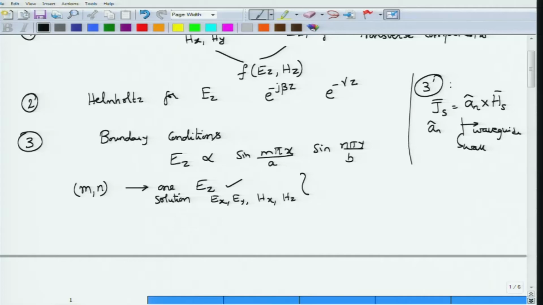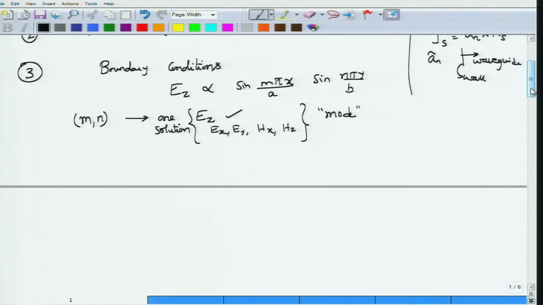This set of components, for every value of m and n, which has a particular shape because of x, y and z dependence, is called a mode. A mode is nothing but a solution of Maxwell's equations for the waveguide along with boundary conditions. The solutions must satisfy boundary conditions in addition to satisfying the appropriate wave equation for the waveguide. So this is what a mode is, and clearly you can see that if you start giving infinite values for m and n, there exists an infinite number of modes.